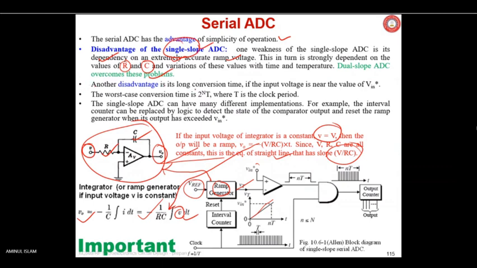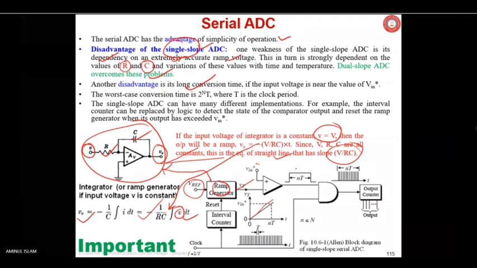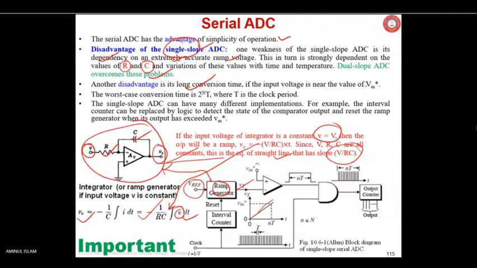Another disadvantage is its long conversion time. If the output voltage is near the value of V in star, then it takes long, because it will start ramping up from 0 and try to reach V in star, that is the analog signal which has to be converted into digital. So it will take a long time to reach that point. If V in is very small, then no problem. It may take less time.